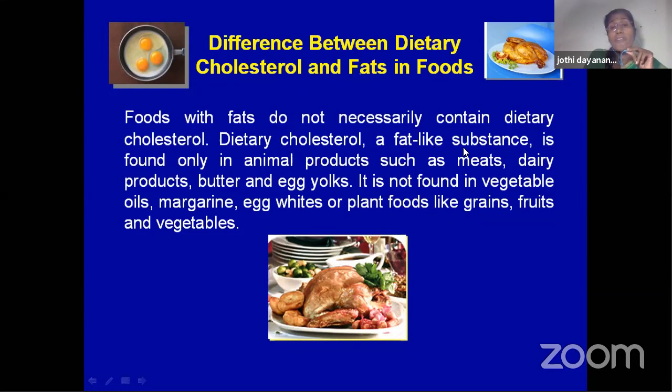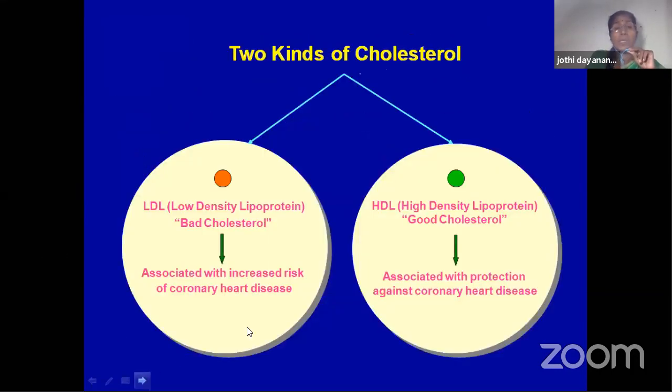Dietary cholesterol, a fat-like substance, is found only in animal products such as meat, dairy products, butter, egg yolks. Okay, it is not found in vegetables at all. You cannot find that at all. So margarine, egg whites, and plant foods like grains, fruits, and vegetables will not have this kind of thing, right?